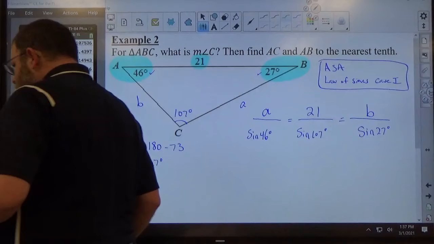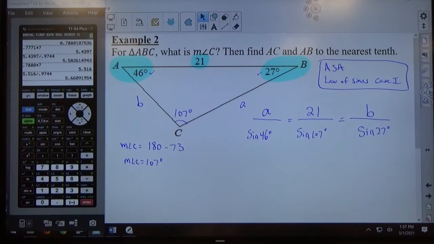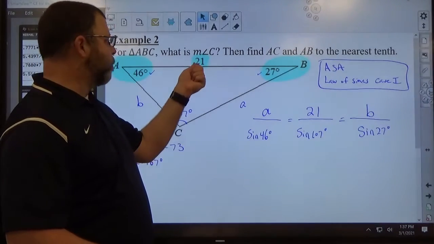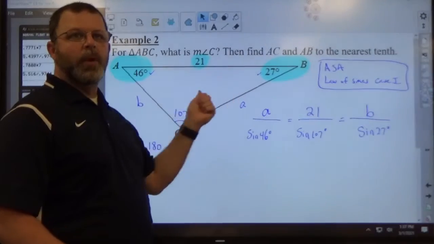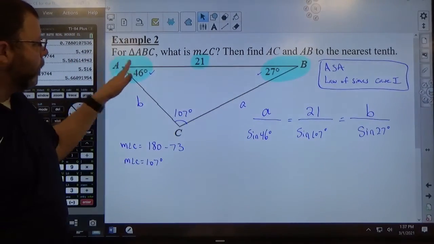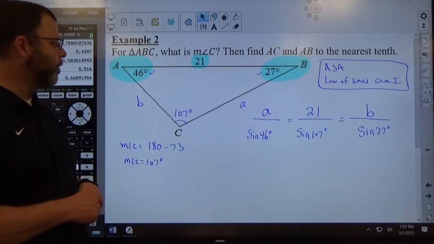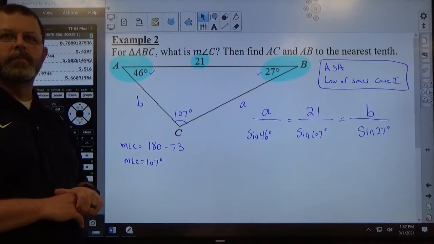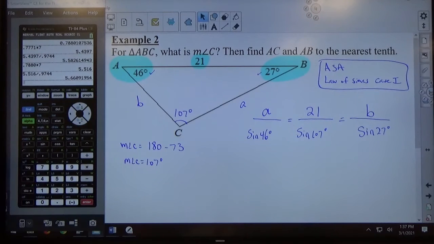Now remember when you're doing these problems that the size of the sides is in proportion to the size of the angles. So the biggest angle is opposite the biggest side, the smallest angle is opposite the smallest side, and so on. So 107 is biggest, that's 21. These should both be less than 21. B should be the smallest because it's opposite a 27 degree angle. A should be larger because it's opposite a 46, but they're both smaller than 107, so they should both be under 21. That's just a little self-check you can do as you're doing these problems.